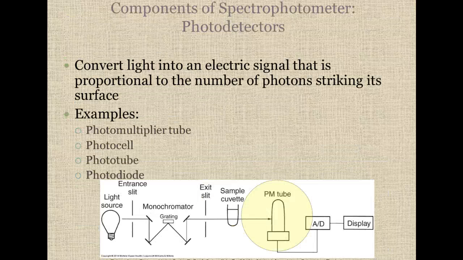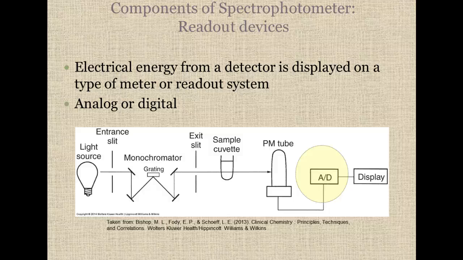The next part is that photodetector or photomultiplier tube. It converts the light into an electrical signal that is proportional to the number of photons striking its surface. Examples of this would be a photomultiplier tube, a photocell, phototube, photodiode. I'm not going to go into details on those, but those are just examples of things that are able to detect photons of light. The next part is a readout device.